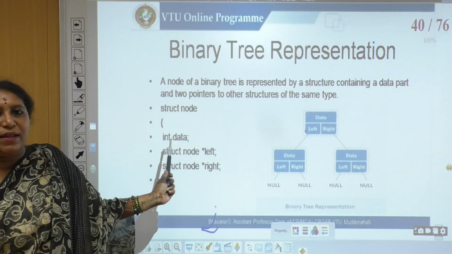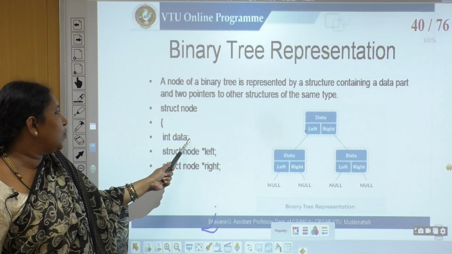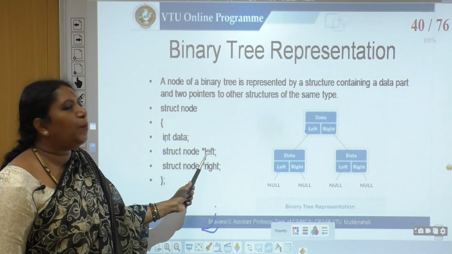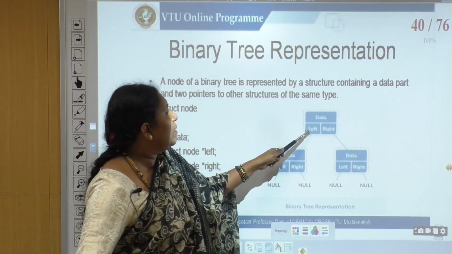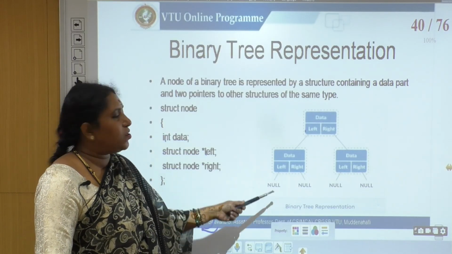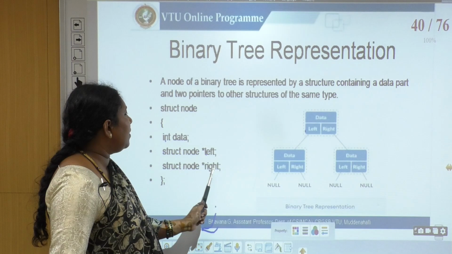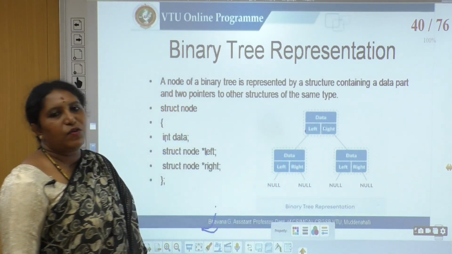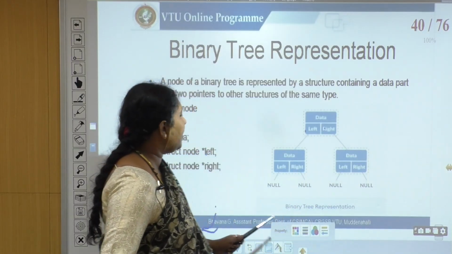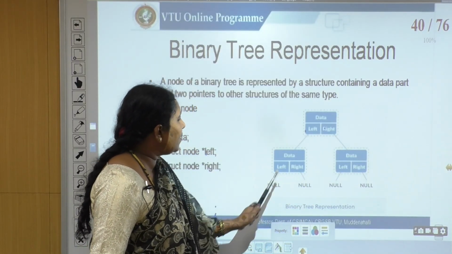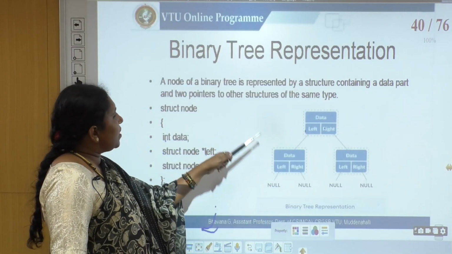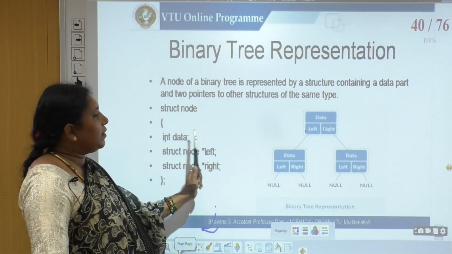We take an integer variable to store the data. Then we declare a struct node pointer left, which holds the address of the next node, and a struct node pointer right, which holds the address or pointer to the next node. One points to this data, the other points to that data. The leaf nodes do not have any addresses, that is why both left and right are null. This is how you create a node using struct.